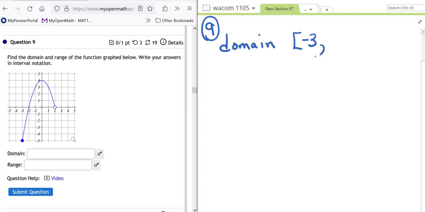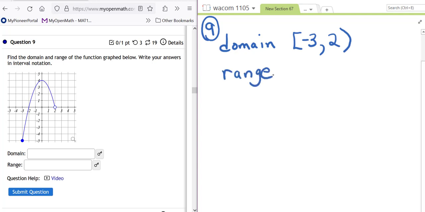Now you want to see how it acts going toward the right. The rightmost point is 2, but it has an open circle, so you're not going to touch it. You're going to go all the way up to it, all these fractions in between, but you're not going to touch that. Right? And we can type those in.